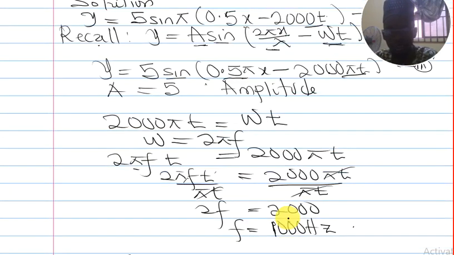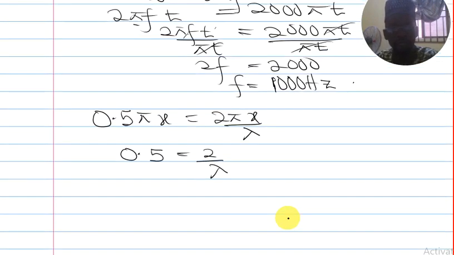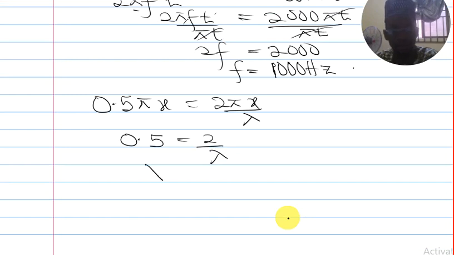So let me go back to this expression. Look at it. This is what I'm saying here: you are just combining it, equating it. Now the x cancels, pi also cancels, right? We can have 0.5 is equal to 2 over lambda. Now I can see lambda is equal to 2 over 0.5. So our answer is going to be 4 meters. We are done.